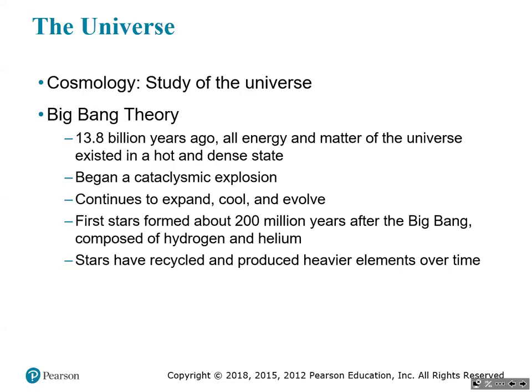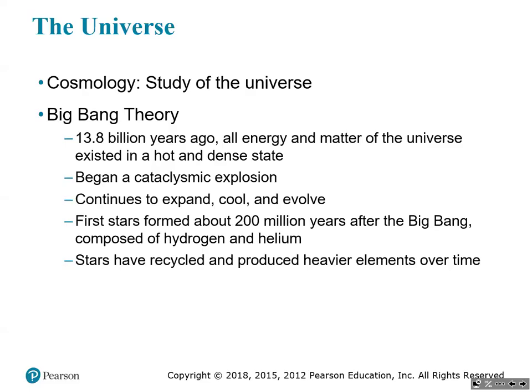It's thought the first stars formed somewhere between 200 and 500 million years after the Big Bang. We don't know exactly. That's a field of active study where we're trying to figure out when they formed. We keep finding that they seem to have formed earlier than we expected. It was first thought that maybe it was like 1 billion years, then like 500 million, a little closer to 200. And these were just composed of hydrogen and helium, and stars have recycled and produced heavier elements over time.